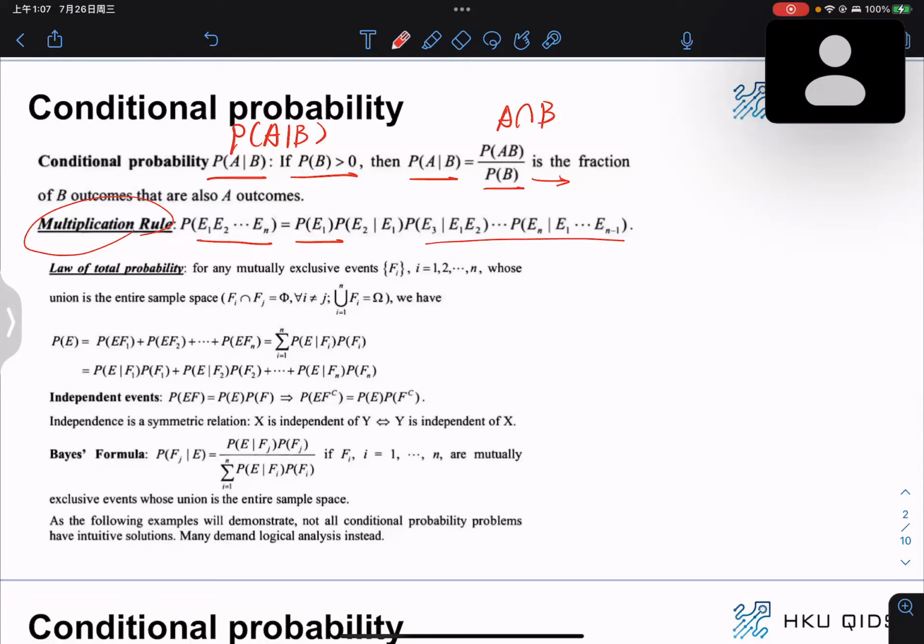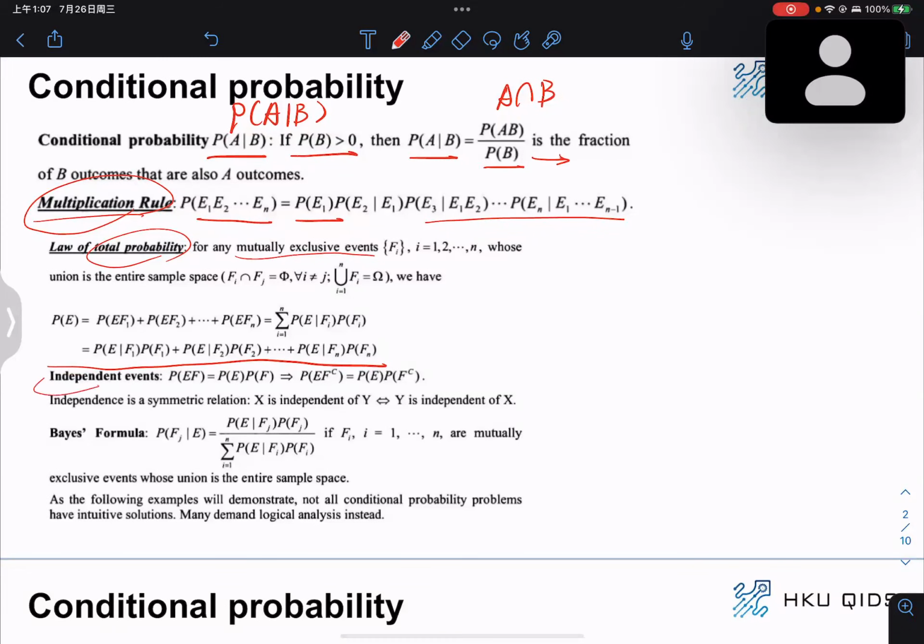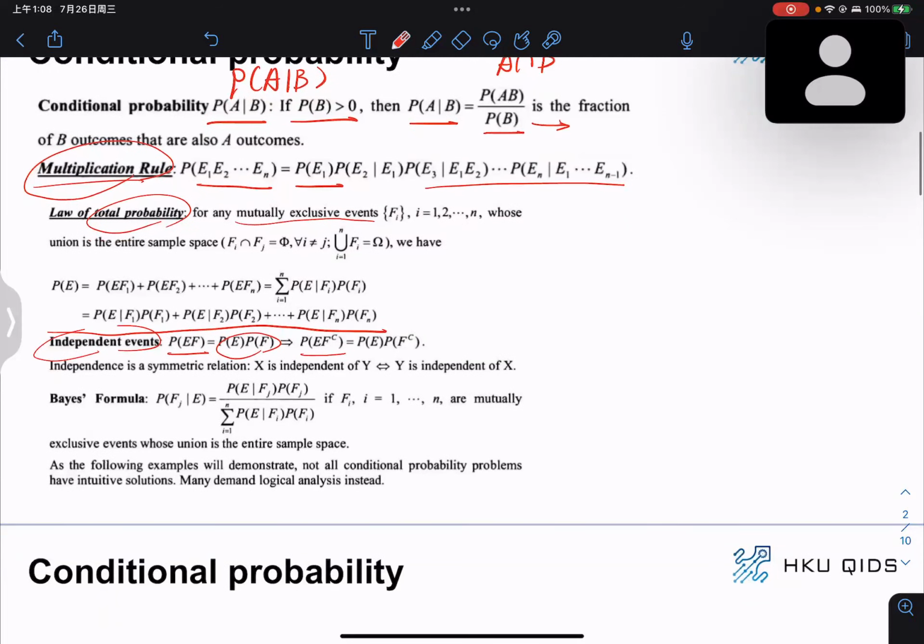It also gives us the law of total probability, which holds for any mutually exclusive events. What does mutually exclusive mean? If A happens, B cannot happen. If I toss a coin once and it's a head, then it cannot be a tail, right? In that case, by applying the multiplication rule, we can have the formula here. For independent events, the probability of EF can be written as P(E) multiplied by P(F), and the same holds for their complement part.